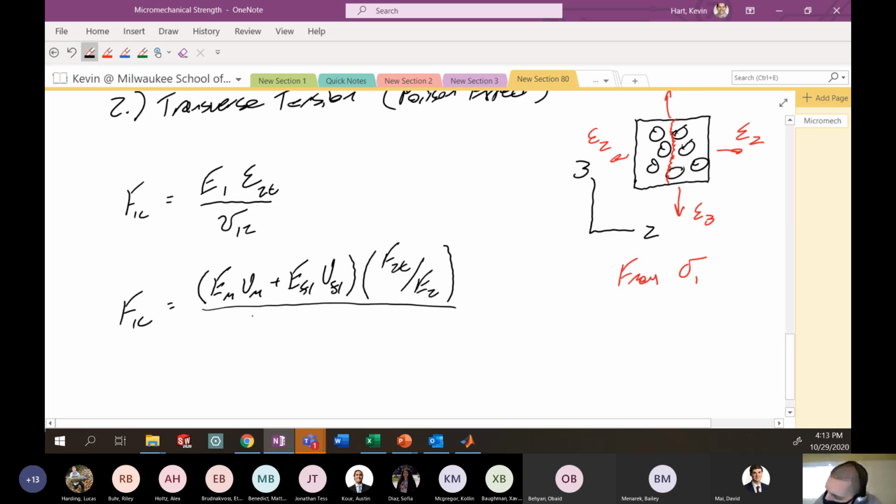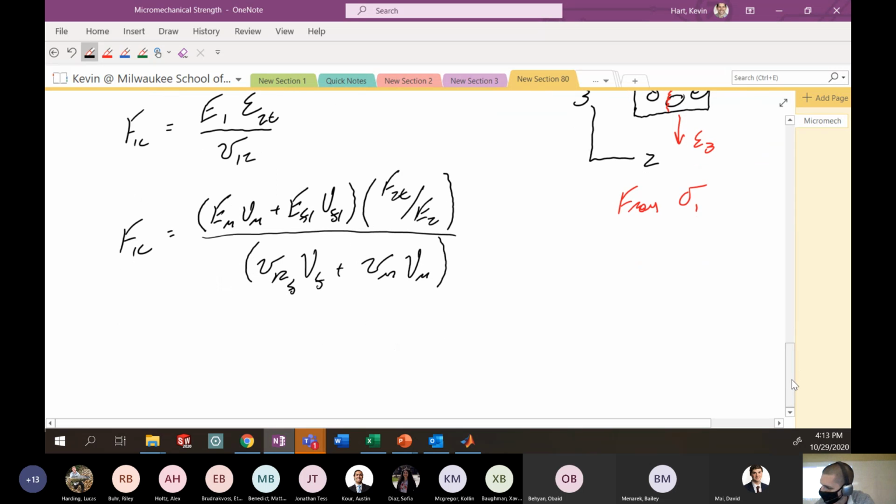All this divided by Poisson's ratio 1:2, which is going to be Poisson's ratio 1:2 of the fiber times volume fraction of the fiber plus Poisson's ratio of the matrix times volume fraction of the matrix. Complicated. So that was failure mode number 2 for longitudinal compression, which is transverse tension.